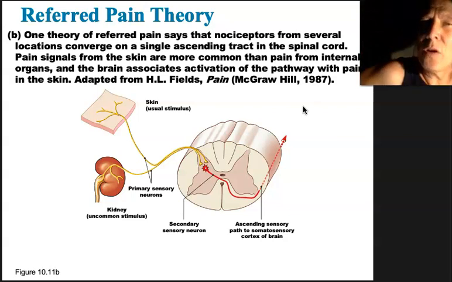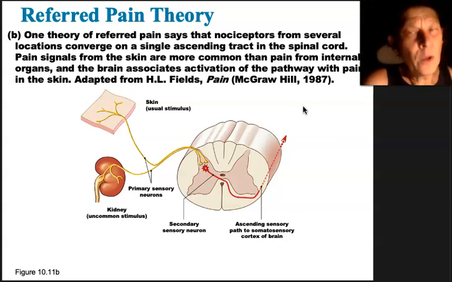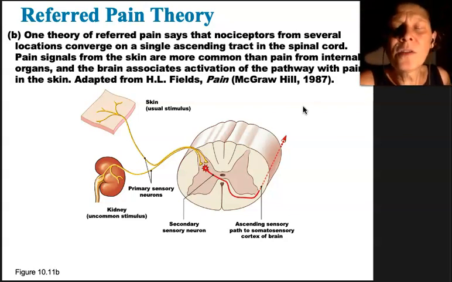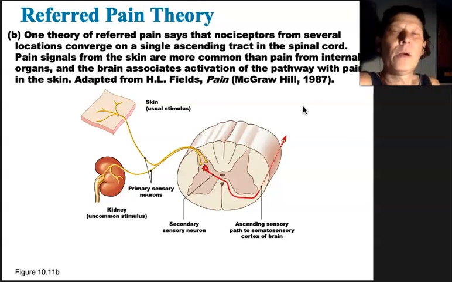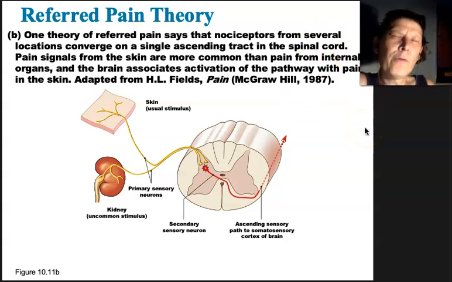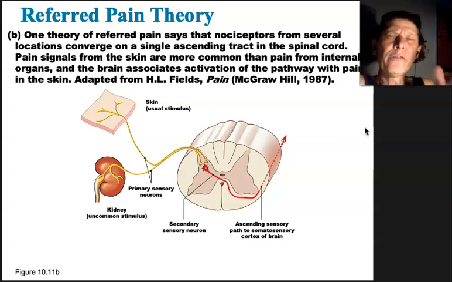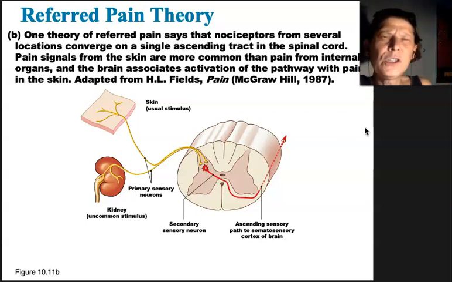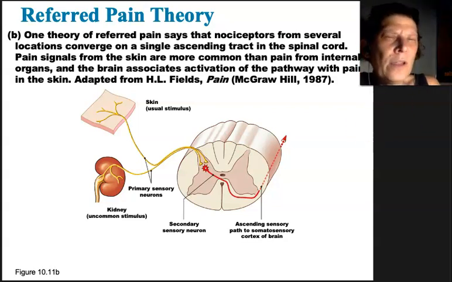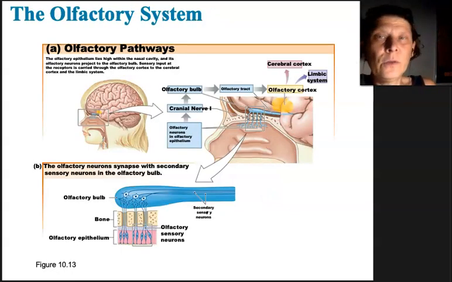So kidneys is often in the back. Not always, but a lot of the times it's back problems. That's what we call referred pain. This is one of the theories, that you have one nociceptor from several locations converging on a single ascending track and then kind of overlapping. It's not 100% clear how it works, but I think this is a pretty good theory, if you ask me.